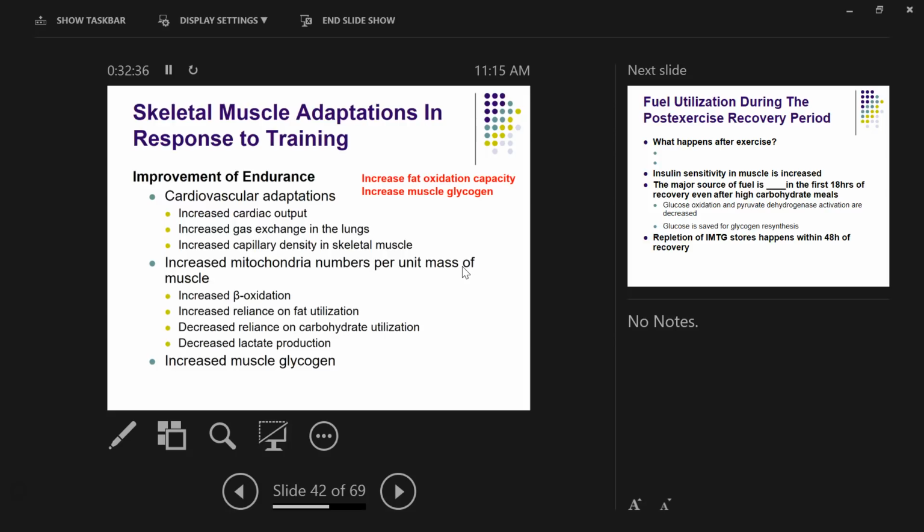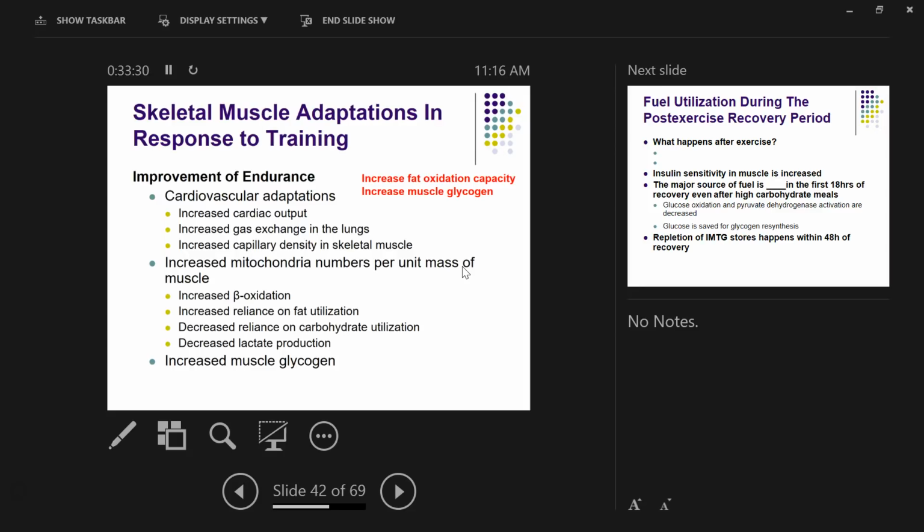We're able to increase cardiovascular function. There are actually three different aspects of physiological adaptation. First is the cardiovascular adaptations after training. We're able to increase cardiac output, and increase the gas exchange in the lung, so we get more oxygen, right? And we also increase the capillary density in the skeletal muscle, so that will increase the blood flow to the muscle tissue, to allow more oxygen to be delivered to the muscle.